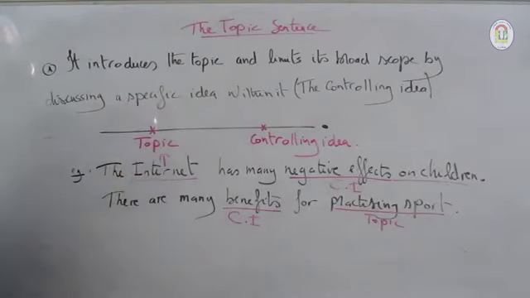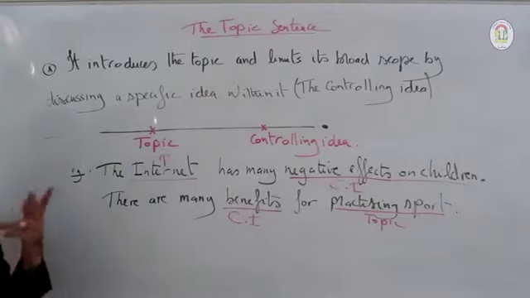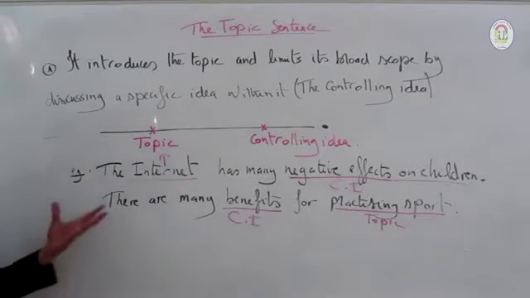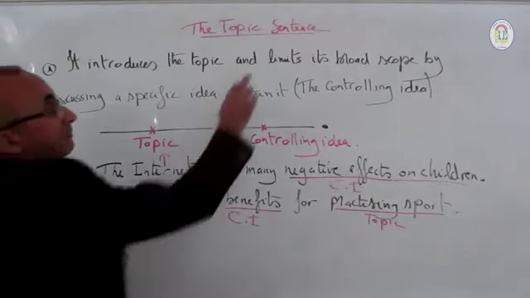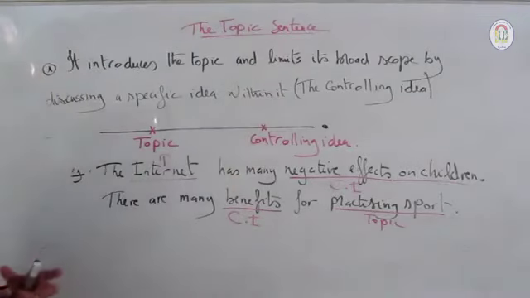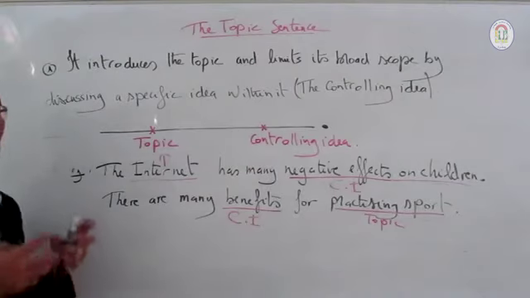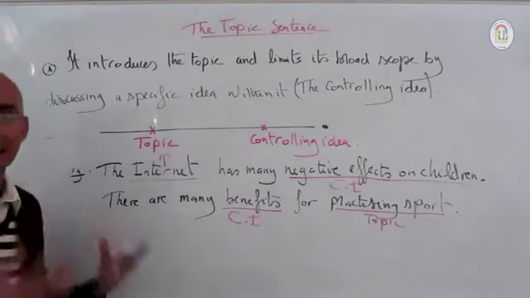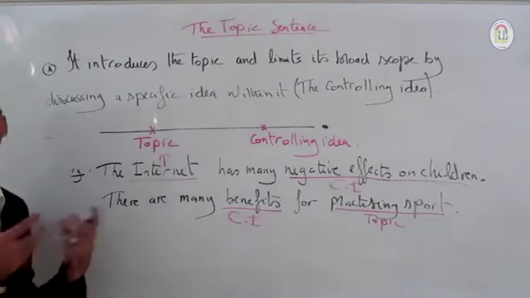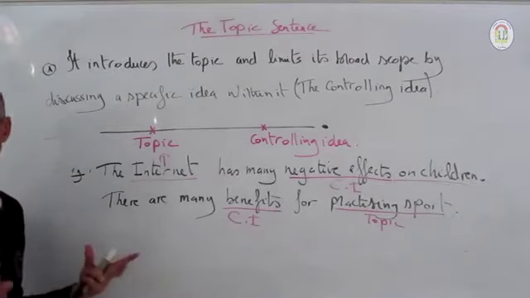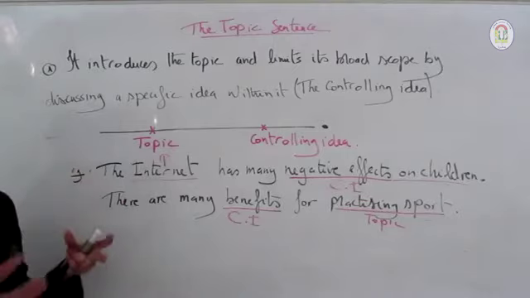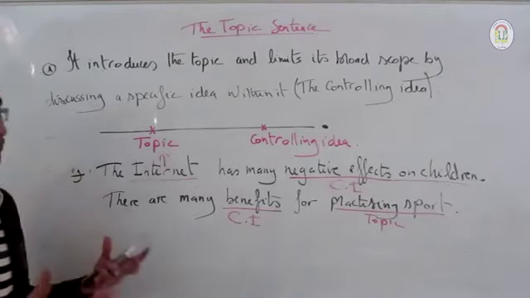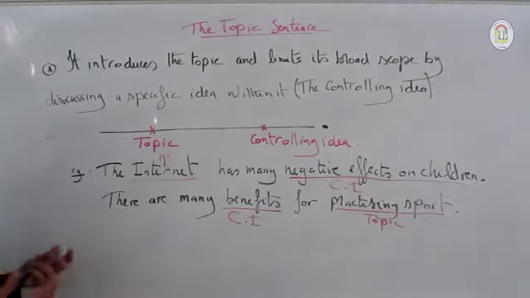Second, also an important remark or rule about the topic sentence: as it is a sentence, it means what? It must have the structure of an English sentence. It must be at least a simple sentence. At least, it means it must include a subject and a verb. One subject and one verb.